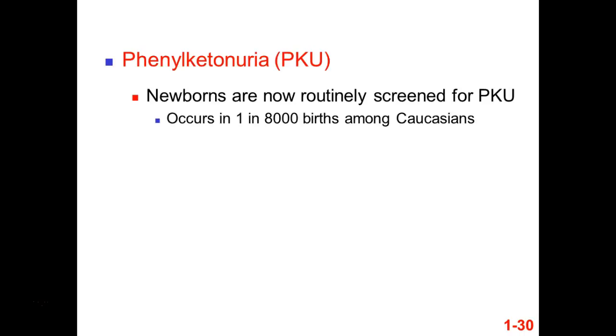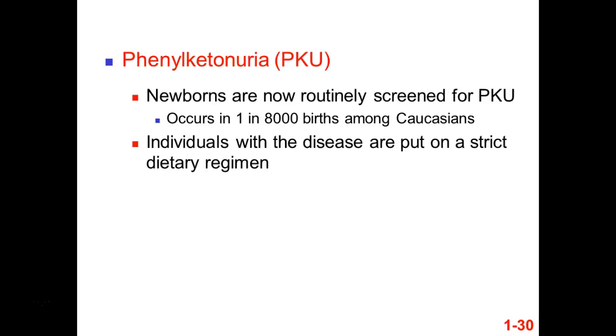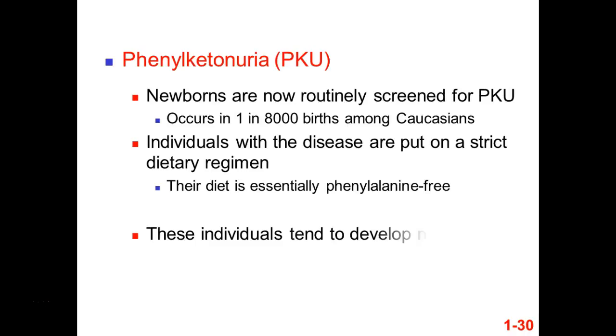It occurs in 1 in 8,000 births in Caucasians. They're put on a strict dietary regime, of course, which is essentially phenylalanine free. And they'll develop fine. You just have to know this, so you don't have that problem.